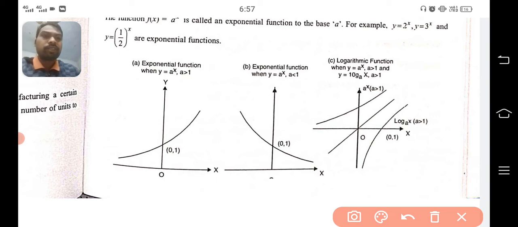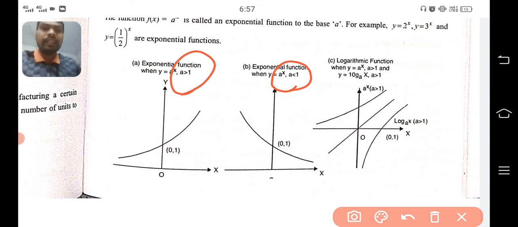The exponential function when y is equal to a to the power x and a is less than 1, then in this case what are we getting? We are getting a negative slope curve, where x equal to 0 and y equal to 1. In this way we are getting a negative slope curve. So here remember, if the base is greater than 1, then it is a positive slope, and if the base is less than 1, then it is a negative slope curve. Clear?